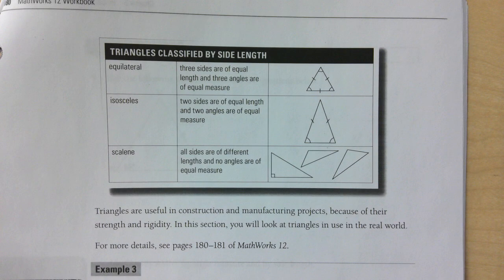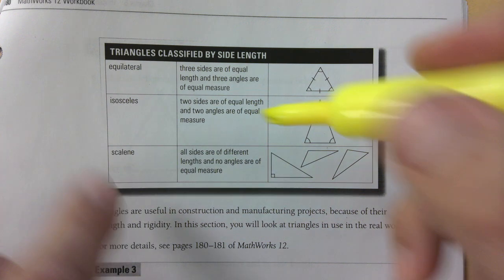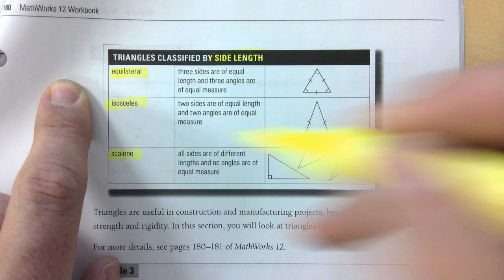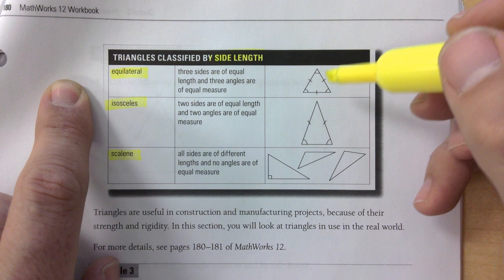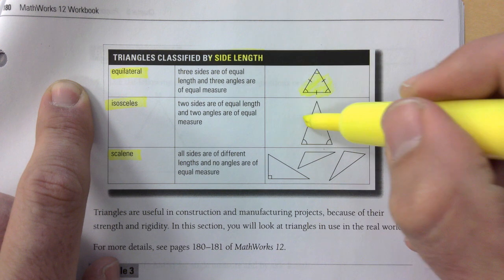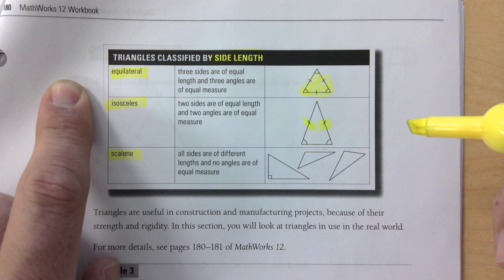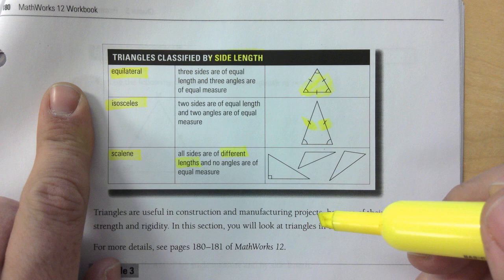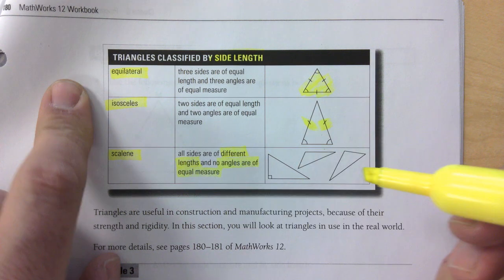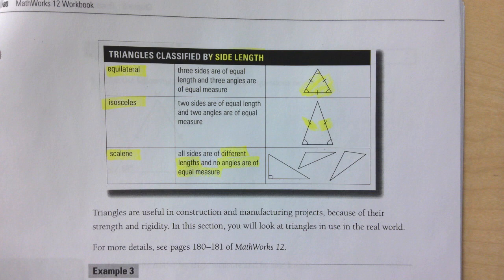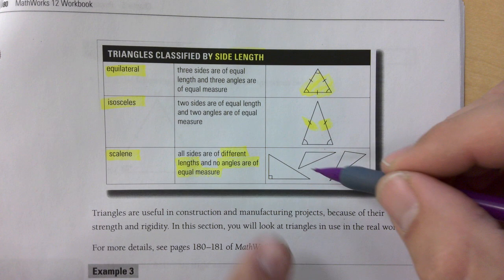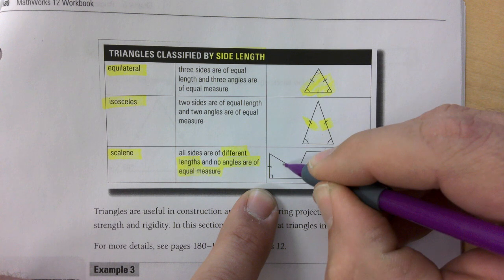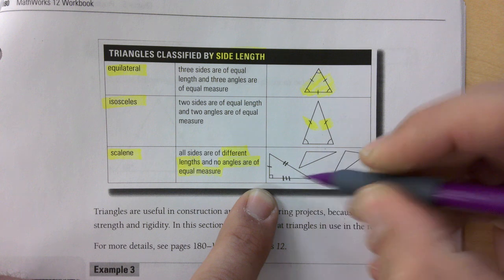This is by their side length, okay? Side length. There's equilateral, isosceles, scalene. We just talked about it. And scalene, right? All different lengths. No angles are equal measure. So you want to refer back to this triangle here. If it is a scalene, this would be one size, different size, different size, right? And we know that the angles would all be different as well.